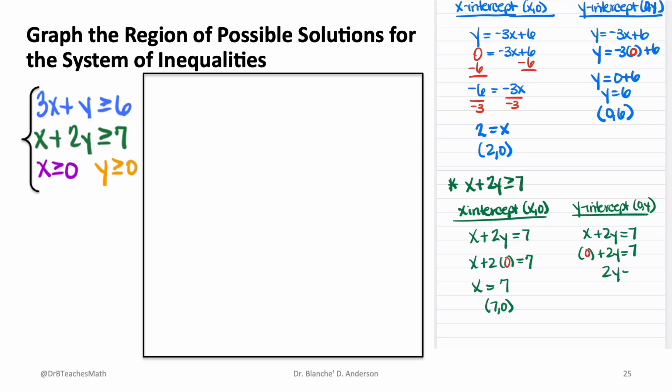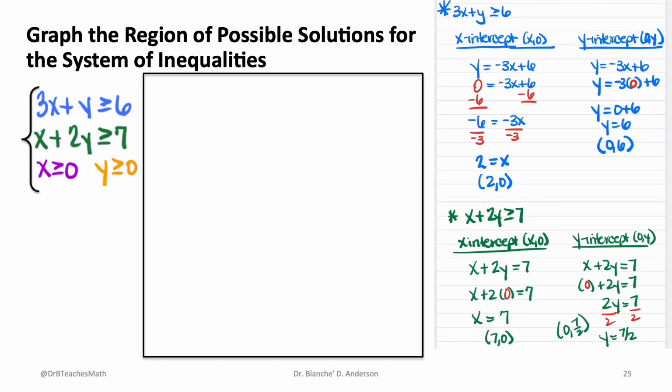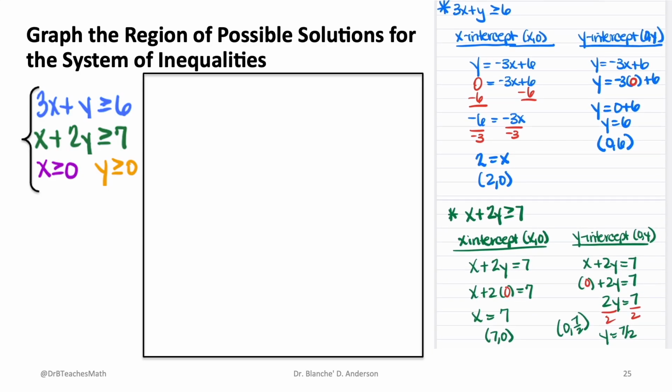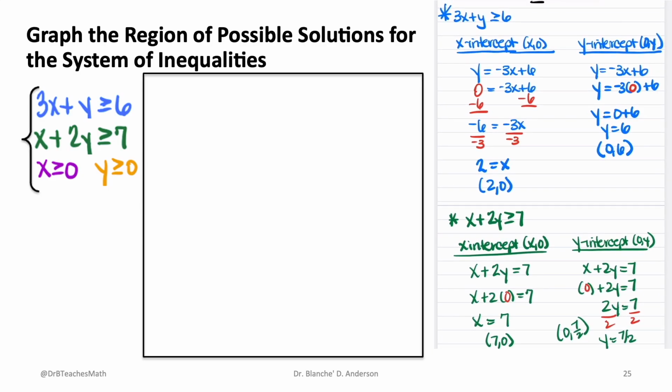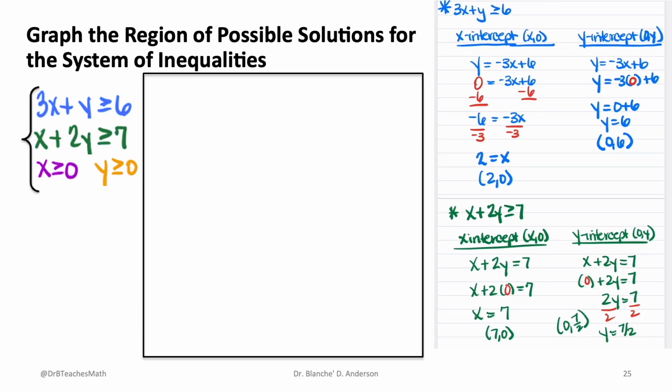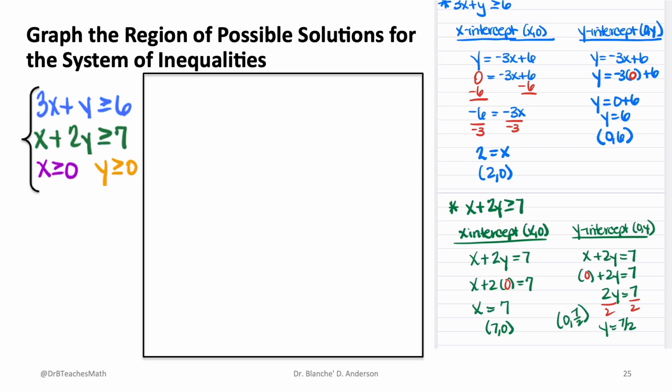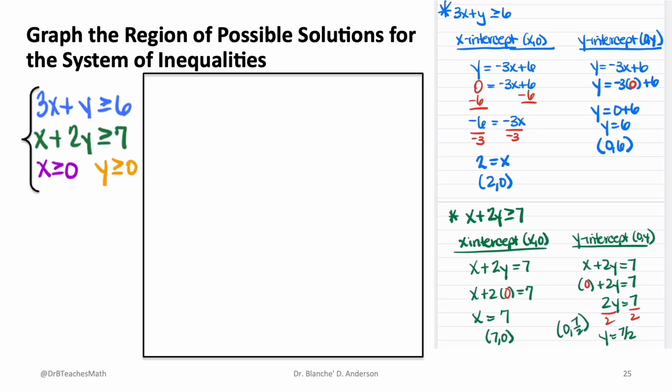So we have 2y equals 7, and then we're going to divide both sides by 2. So y is equal to 7/2. So this is the point (0, 7/2). Okay, so we have the x-intercept and the y-intercept for the first line, and then we have the x-intercept and the y-intercept for the second line.